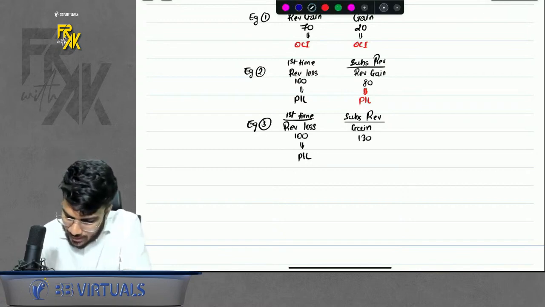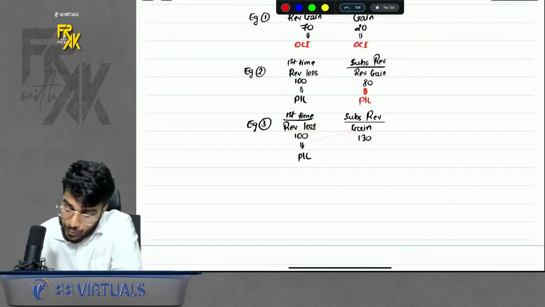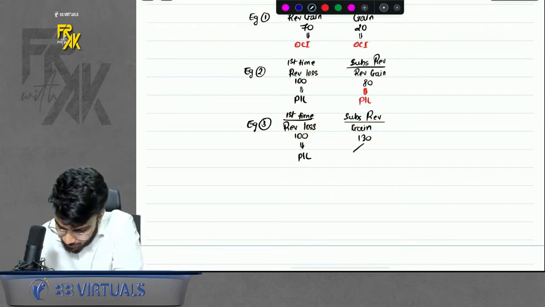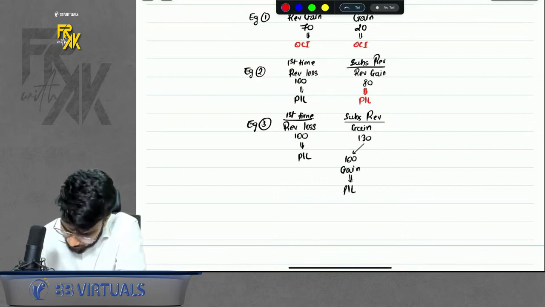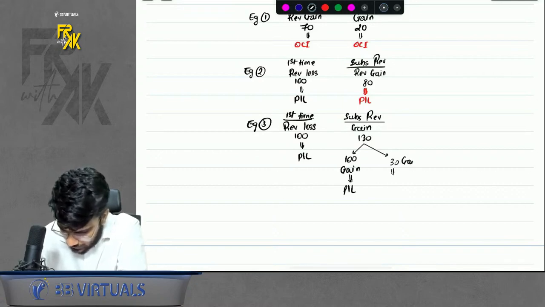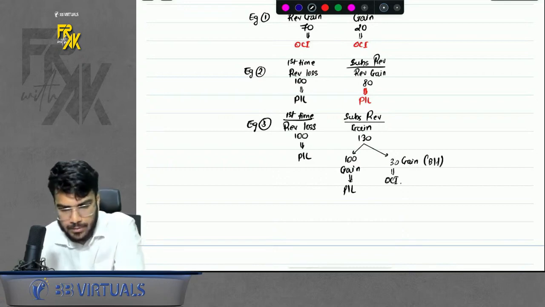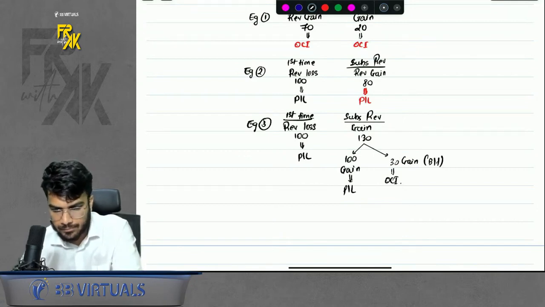Perfect answer, everyone. Previously, we had a loss of 100, but now we are getting a gain of 130. So to the extent of previous loss, 100 of the gain will be transferred to profit and loss. The excess gain, the 30 gain balancing figure you are getting, will be transferred to OCI. Simple. 30 gain will be transferred to OCI.